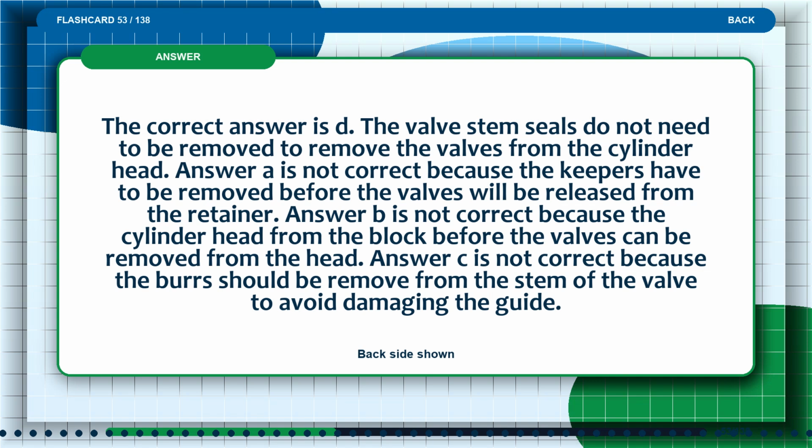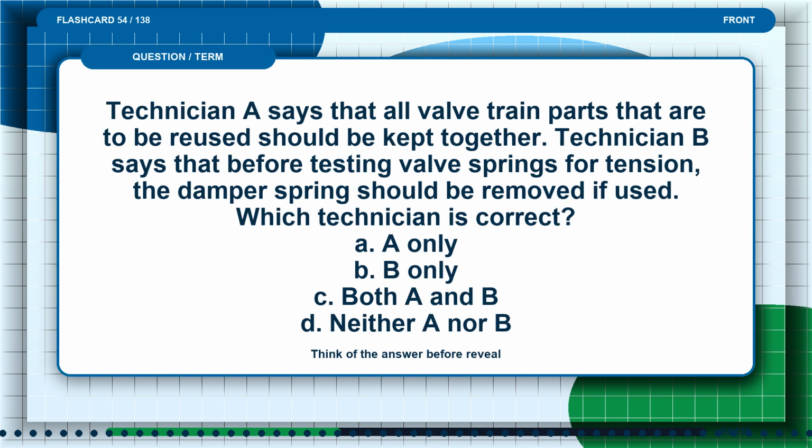The correct answer is D. The valve stem seals do not need to be removed to remove the valves from the cylinder head. Answer A is not correct because the keepers have to be removed before the valves will be released from the retainer. Answer B is not correct because the cylinder head must be removed from the block before the valves can be removed from the head. Answer C is not correct because the burrs should be removed from the stem of the valve to avoid damaging the guide.